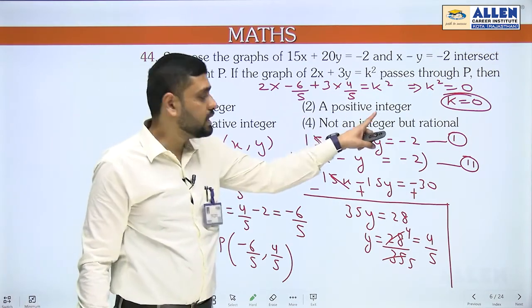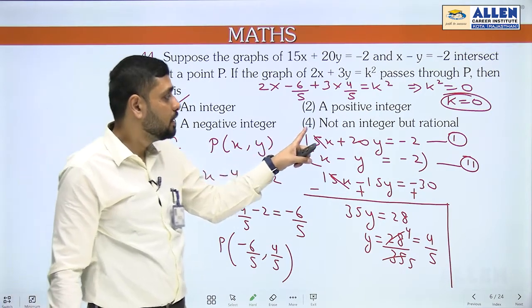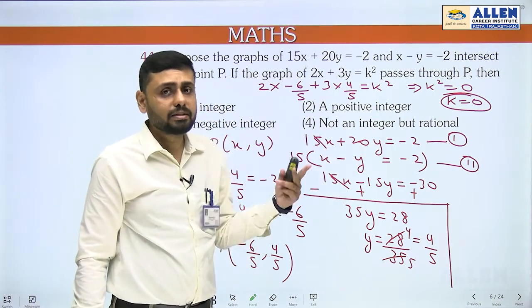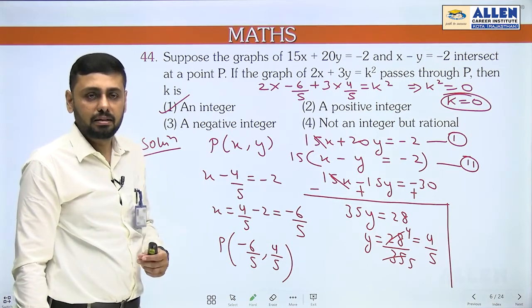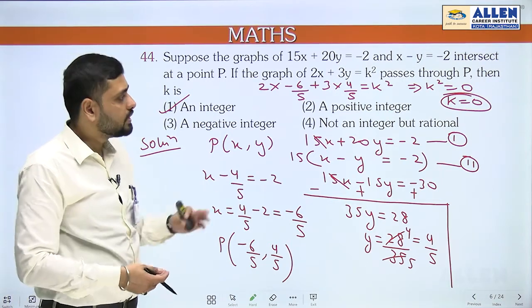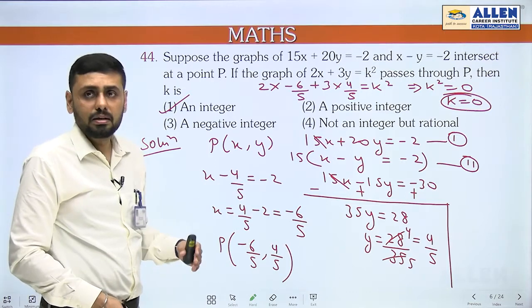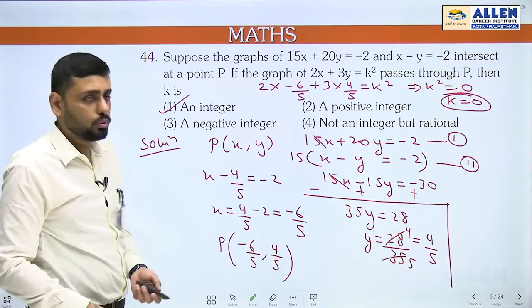It cannot be a positive integer, it cannot be a negative integer, not an integer but rational number. This is also not true. So our answer is an integer. 0 is an integer. This will be our answer. So it's a very easy question, just a calculation part. So now you can note it down. We'll move on to the next question.